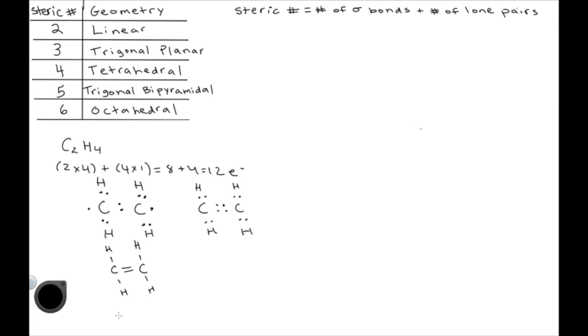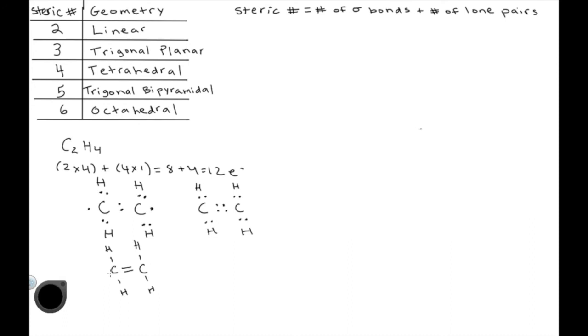Right, and so since the steric number of carbon is, well, the steric number of each carbon is 3, right? Because we have 3 sigma bonds and no lone pairs around each carbon, right? Because we know that double bonds count as 1 bond, since there's only 1 sigma bond within a double bond. The electron pair arrangement of each carbon is going to be trigonal planar.